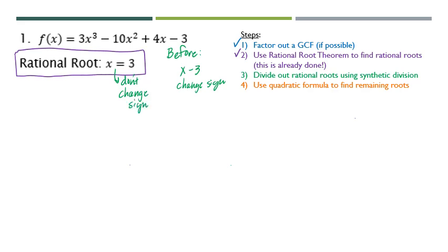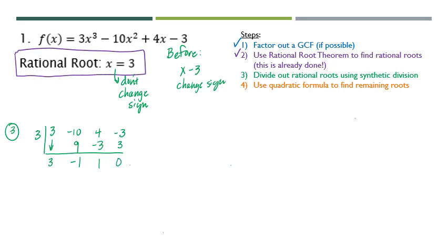So step 3 is to use synthetic division to divide out the rational root. I'm going to put a positive 3. Remember, I'm not changing the sign. And then I'm going to put down all my coefficients: 3, negative 10, 4, negative 3. Now we'll go through the process of synthetic division. I'm going to bring down my 3. 3 times 3 is 9. Negative 10 plus 9 is negative 1. 3 times negative 1 is negative 3. 4 minus 3 is 1. 3 times 1 is 3. And finally, negative 3 plus 3 is 0.